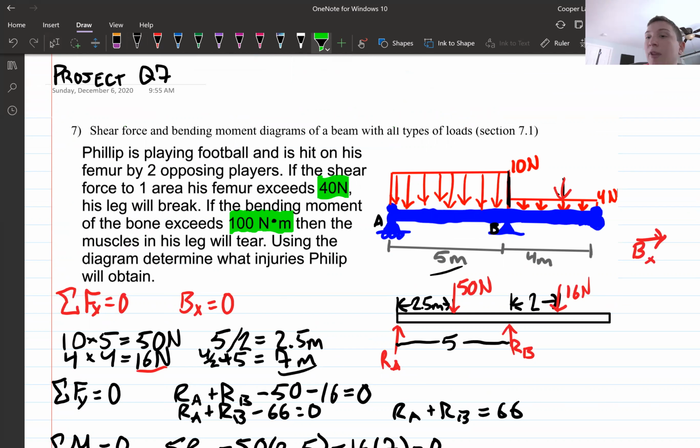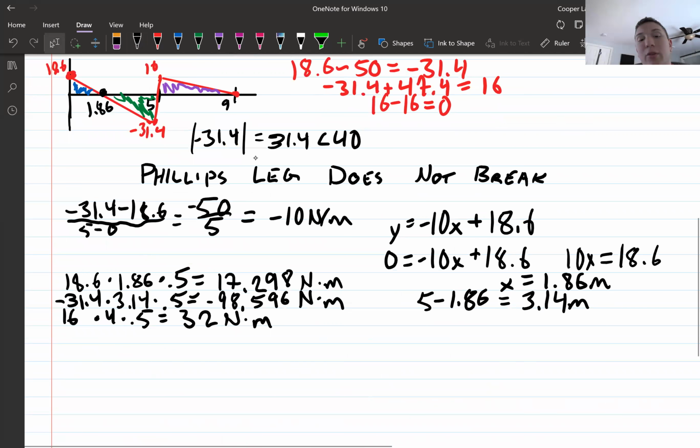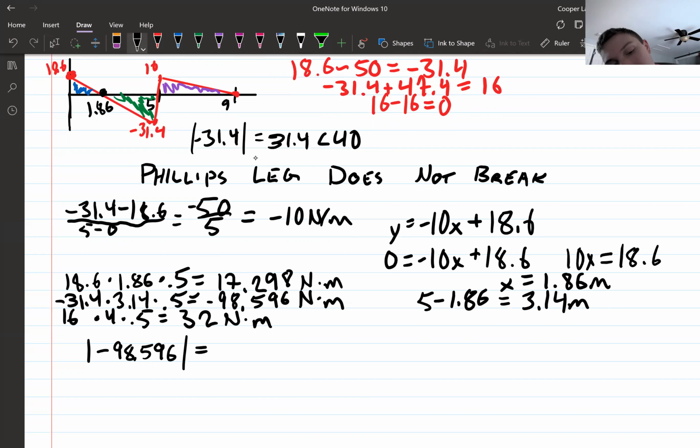So I can take the absolute value of my highest point between these three, which happens to be negative 98.596. When I take an absolute value of that, I'm going to end up getting 98.596, which is, albeit not by much, less than 100. So because that is less than 100, that tells me that here, Philip's muscle does not tear.